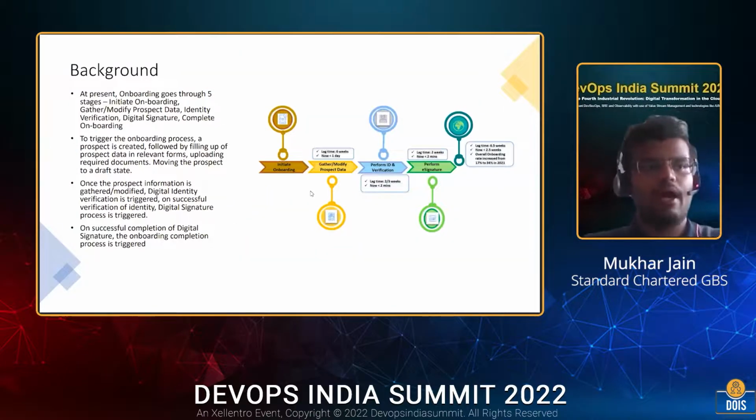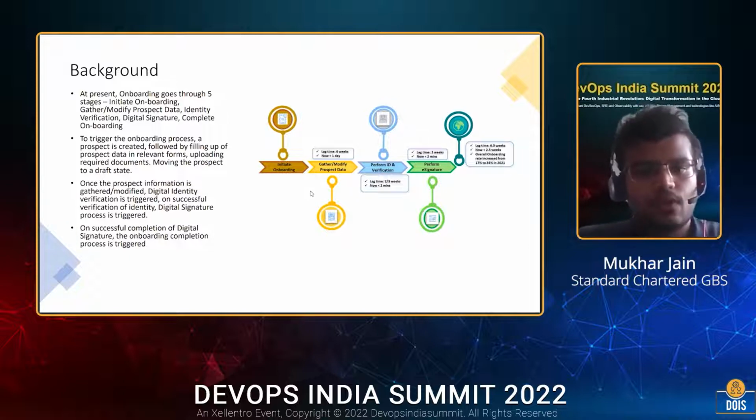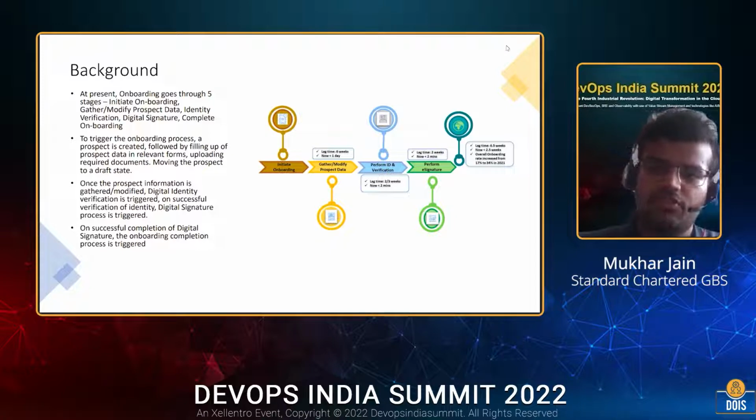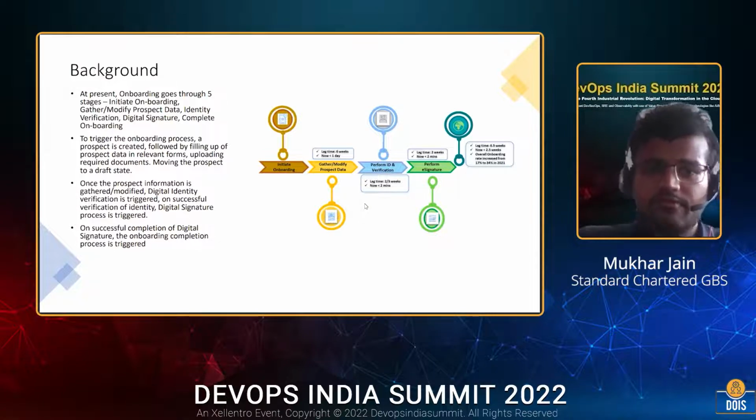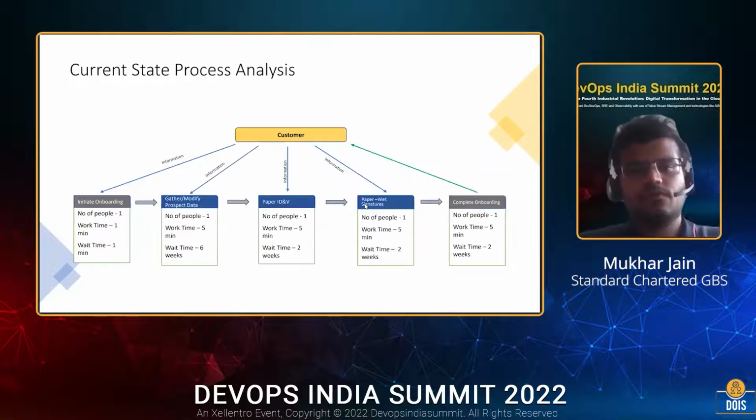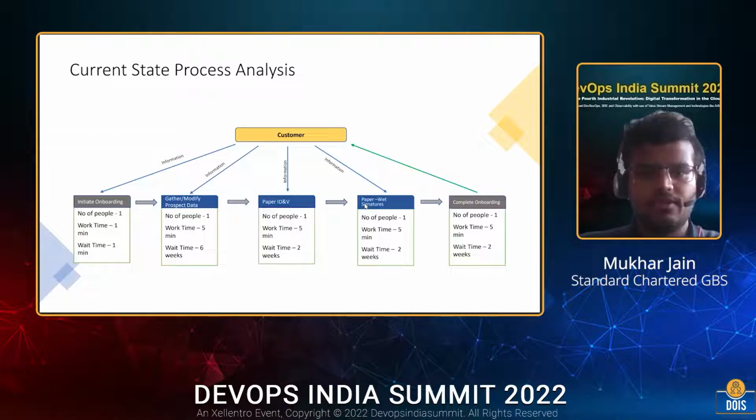Now, giving you the background of the process. At present, the onboarding goes through 5 stages, which are initiate onboarding, gather and modify prospect data, perform identity and verification, and signatures. The first step is to gather the minimal data required to initiate the onboarding. I'll touch upon this in the next slide. We'll have a comparison between the previous pipeline timelines and the new pipeline timelines, which we have after the involvement of micro front-end and microservices.